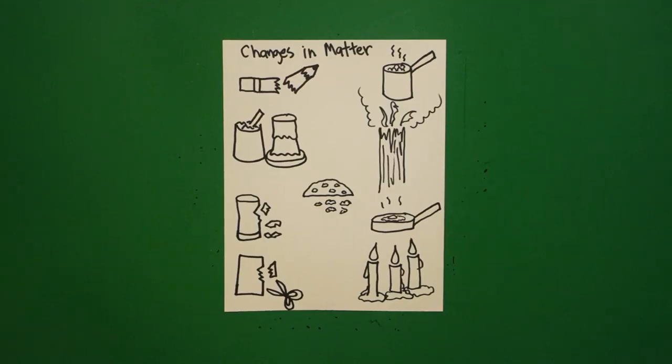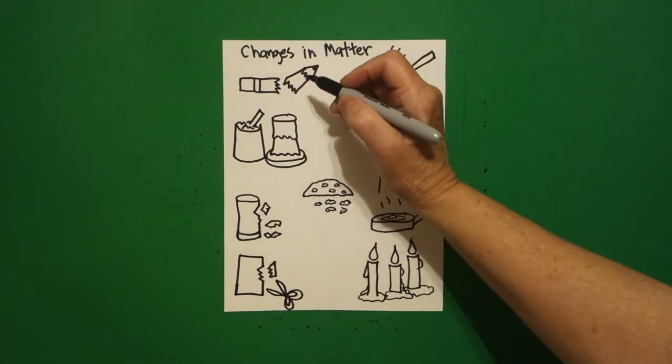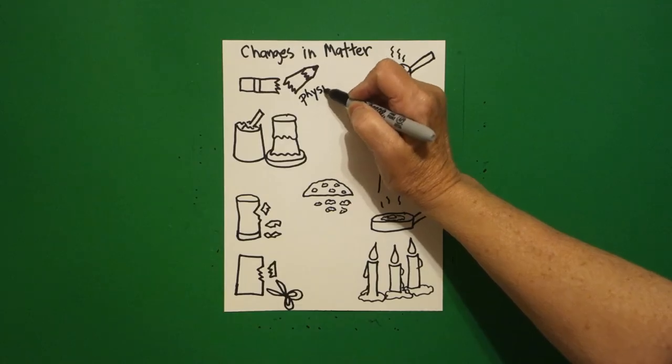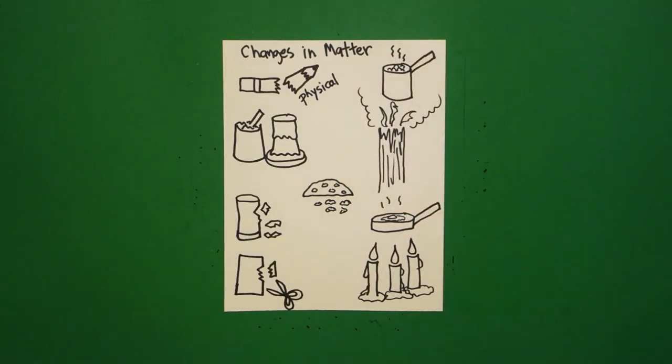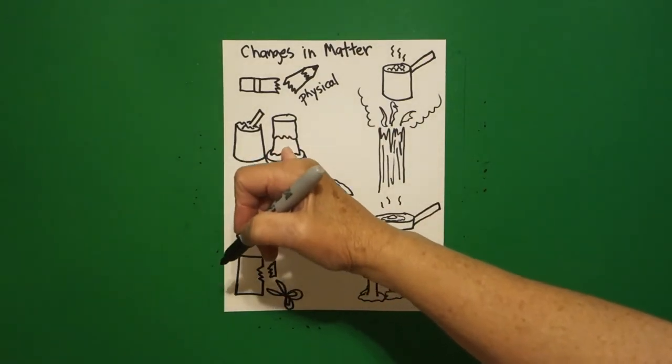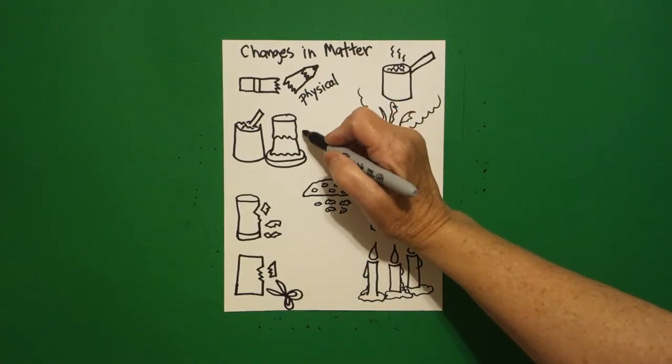Okay, when you do a physical change, no new substance is formed. If you do a chemical change, a new substance is formed. So as an example, breaking a pencil is a physical change. Okay? But baking a cake, here's your batter, you put it in the oven and you end up with a cake, that's a chemical change.